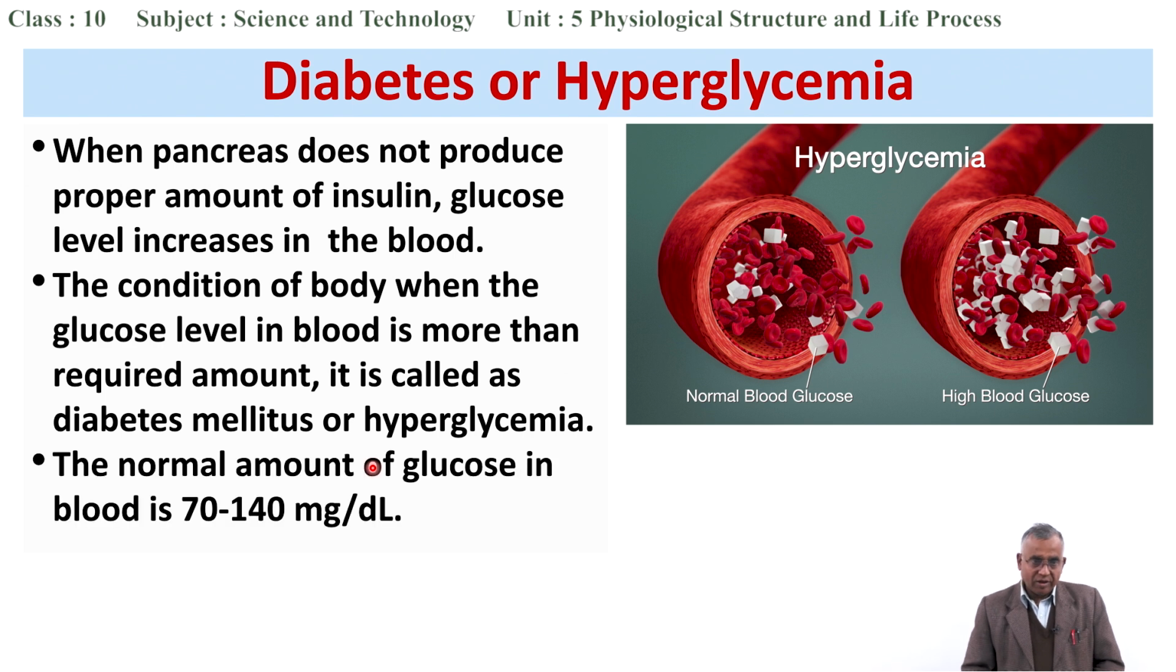And what is the normal amount of glucose in blood? That is 70 to 140 milligram per deciliter. Per deciliter means 1/10 of a liter, that is 100 ml. In 100 ml, that many mg of glucose is normal, minimum that, maximum that. In fact, this range covers two conditions of our body, so that will be clear later. Up to here you have understood? That is just the introduction of diabetes.